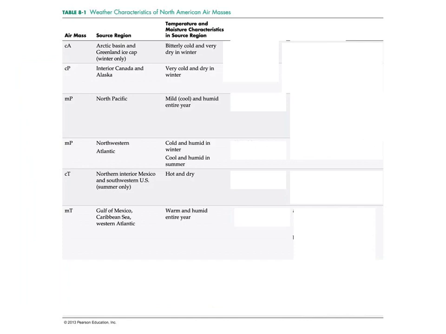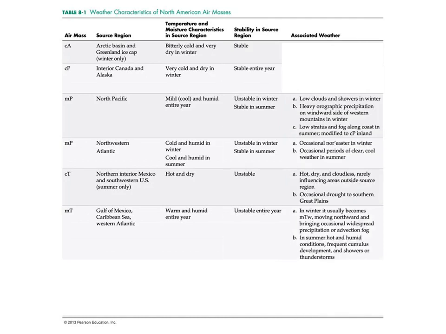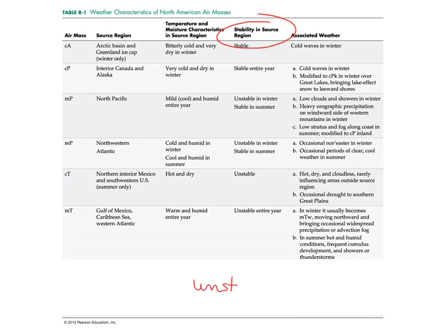So, back to what Autumn said, the thing on this slide that interests me is this column here with stability. In general, if you're looking for unstable, you're looking for air to rise, so look for something that has a degree of moisture and it is hot or warm.